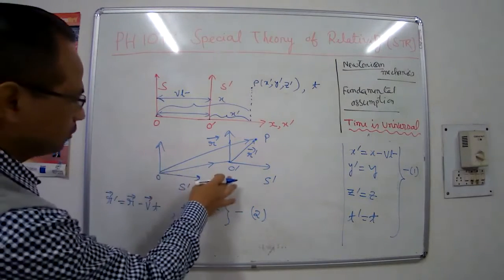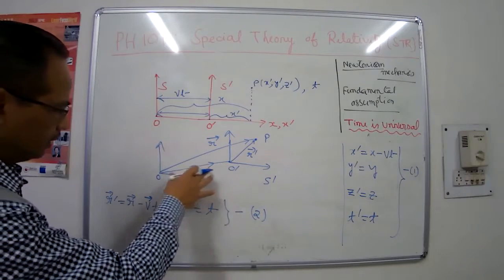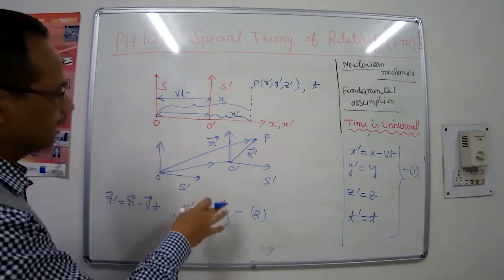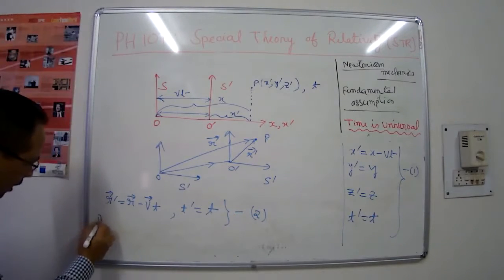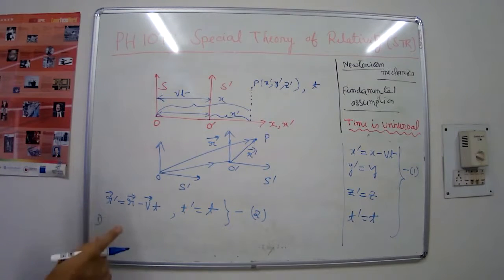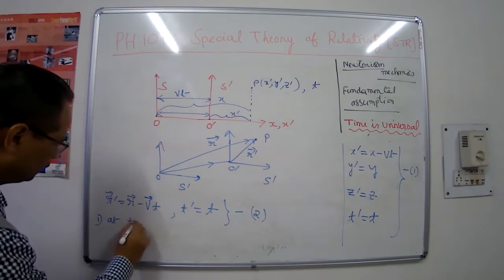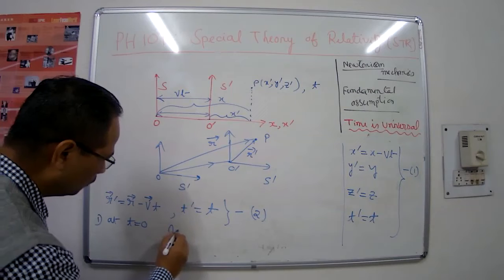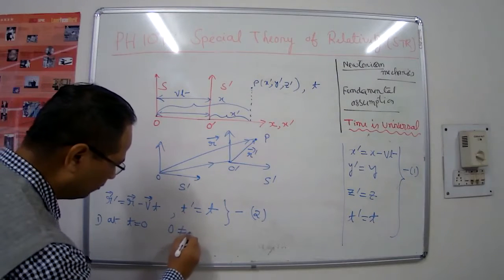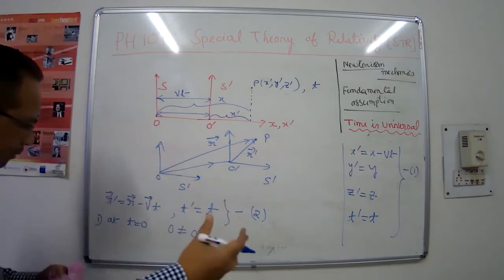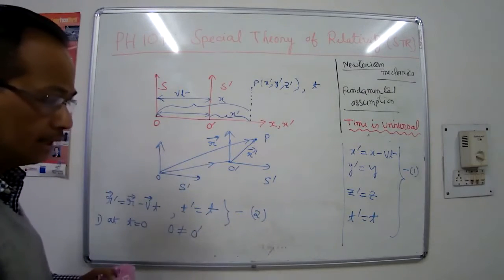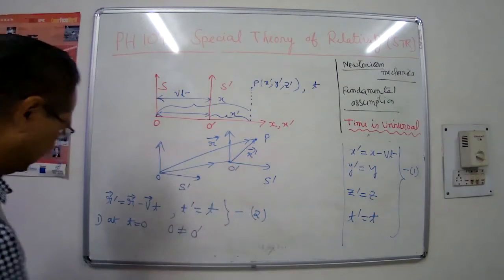But in addition to this particular generalization, there can be further generalization. The further generalization can be, number one, that at t equal to 0, the two origins may not coincide. At t equal to 0, O and O prime may not coincide. They may not be at the same location. So there is already a separation between O and O prime. So that can be another generalization, but that will only add a constant factor.